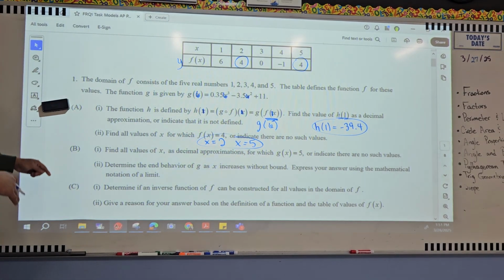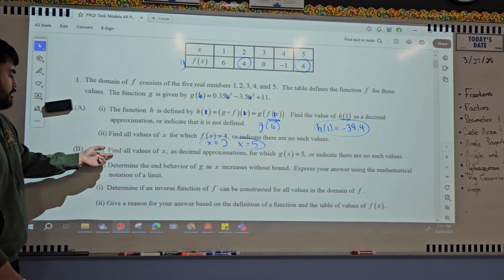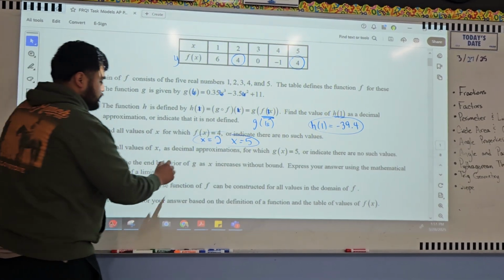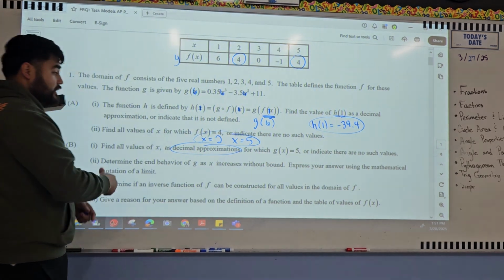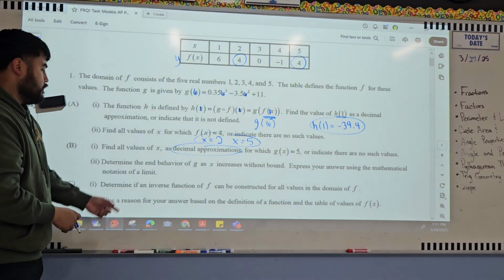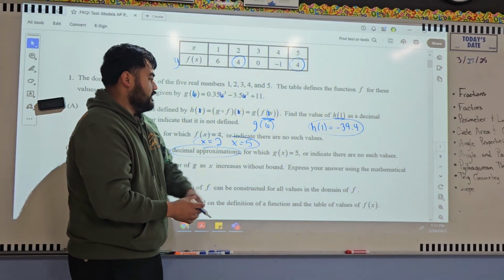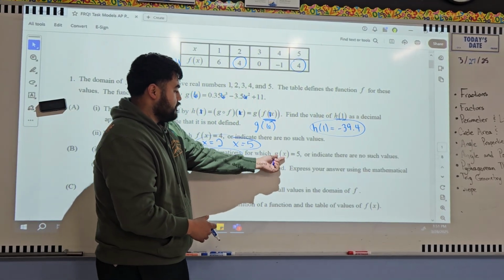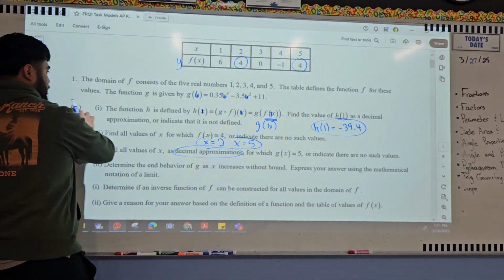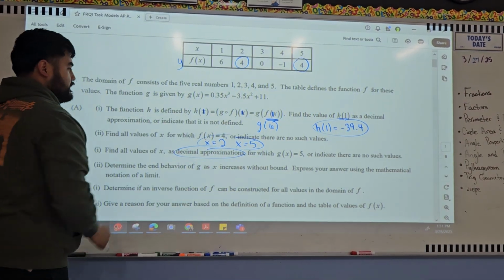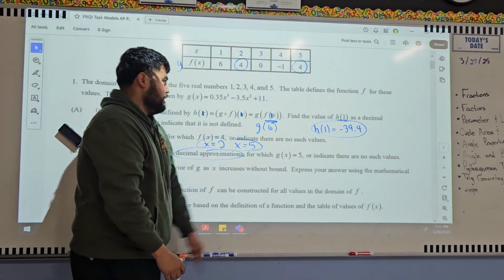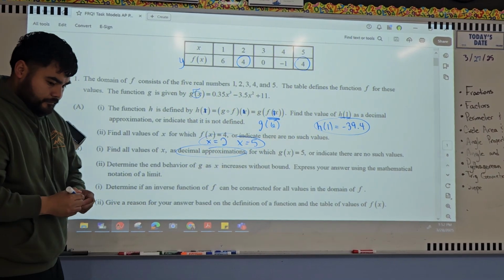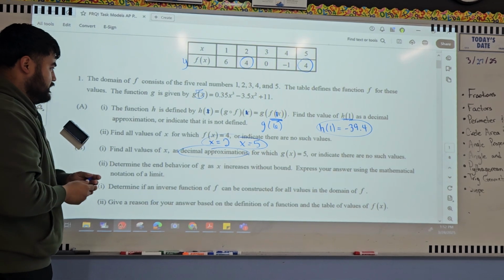So what about section B? On the first part, find all the values of x as decimal approximations. You know this is 3 decimal places, 3 numbers after the decimal point, for which g of x equals 5. Now they gave us an output value, but the output value is given for g of x. So when g of x has a value of 5, literally, it's this. How can we tackle something like that?